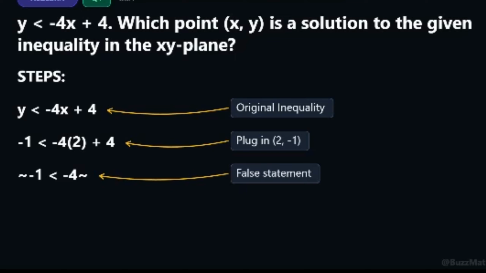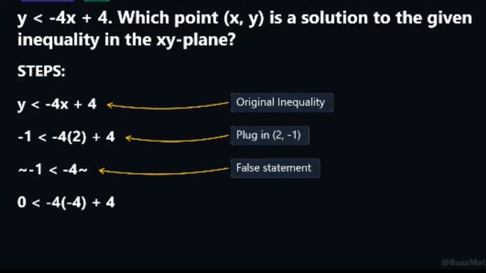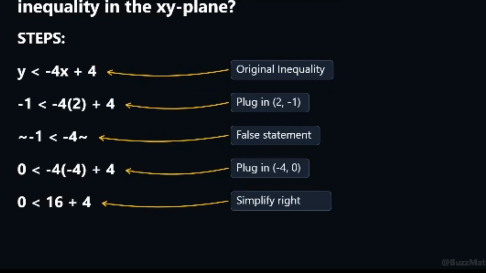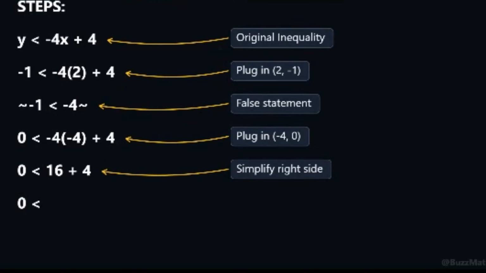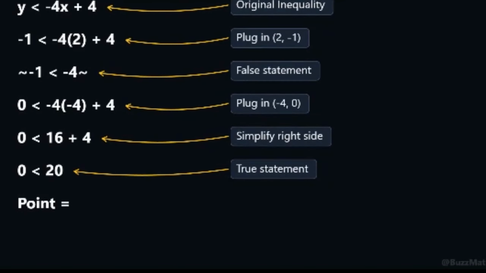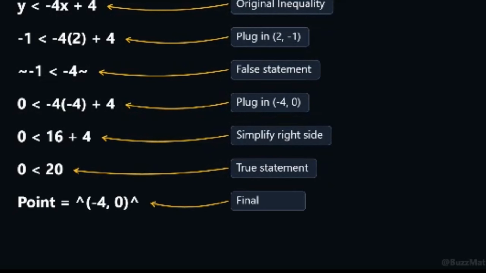Plug in negative 4 for x and 0 for y. 0 < -4(-4) + 4. Negative 4 times negative 4 is positive 16. 16 plus 4 is 20. Simplify right side. Is 0 less than 20? Yes it is. That makes a perfectly true mathematical statement. 0 < 20, true statement. Option D is the only coordinate pair that works. Point equals (-4, 0). Final answer.